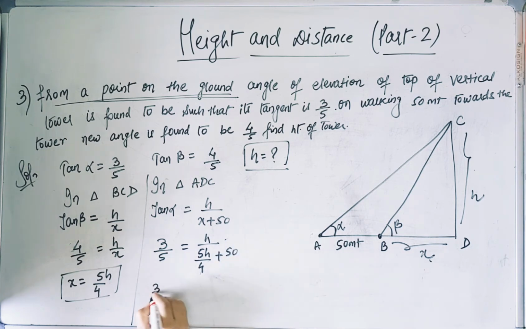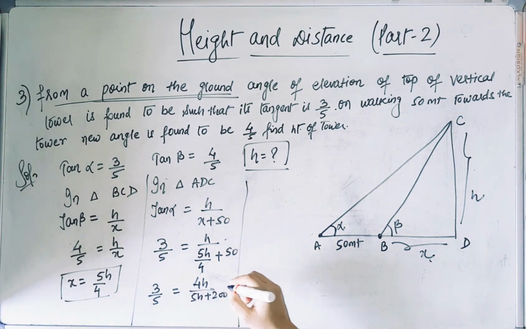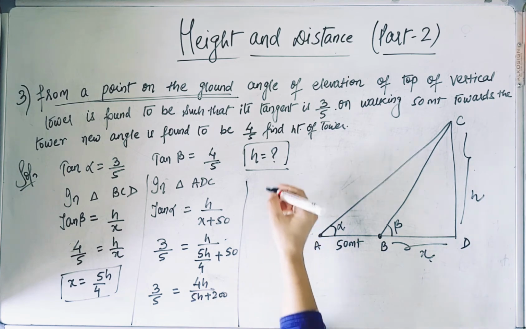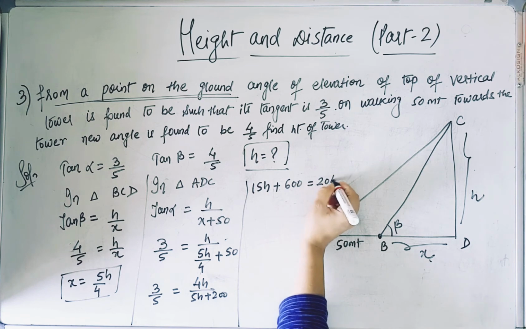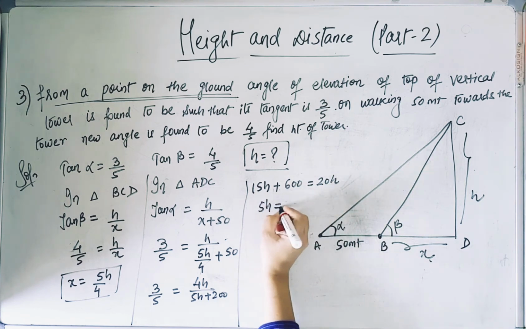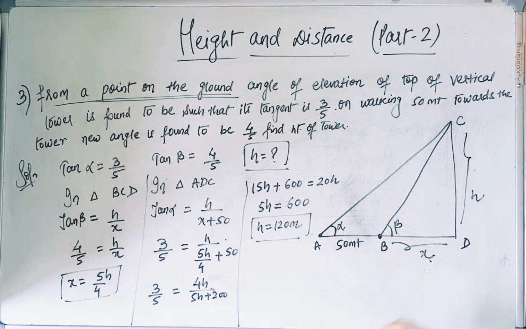So I'll solve it. 3 by 5, this 4 will go there, 4h, 5h plus 4 into 50, that is 200. We will solve this by cross multiplication. Thus I'll get 15h plus 600 equals 20h. Thus 5h is equal to 600. So h will be 120 meter. So the height of the tower is 120 meter. So sometimes they mention the tangent of an angle, that means they are talking about tan alpha, tan beta.